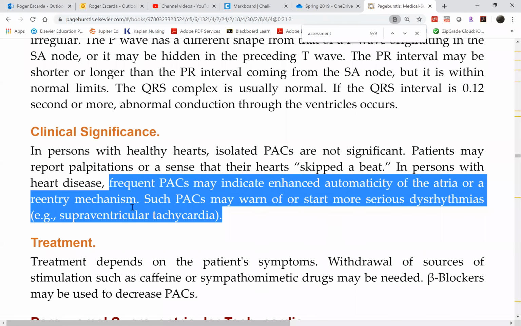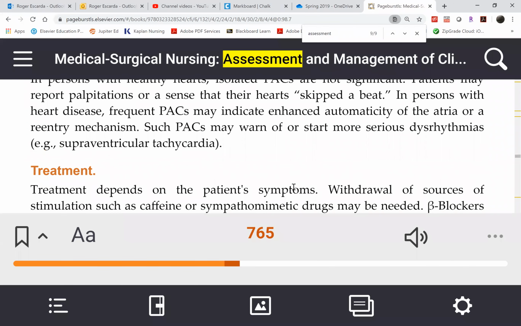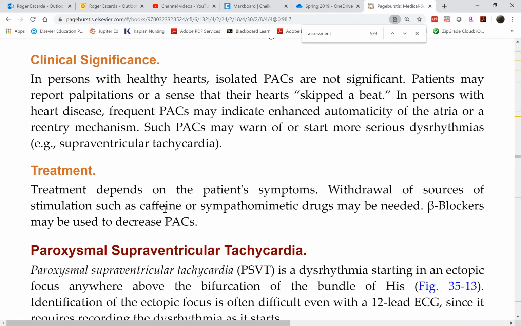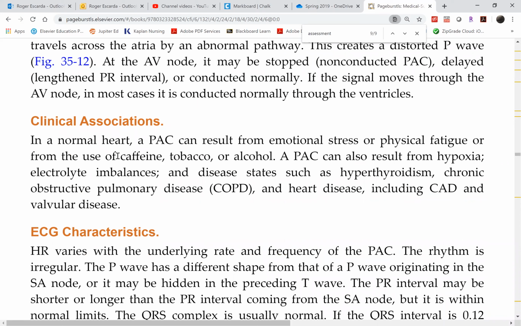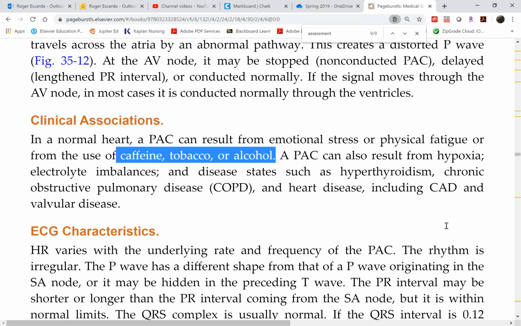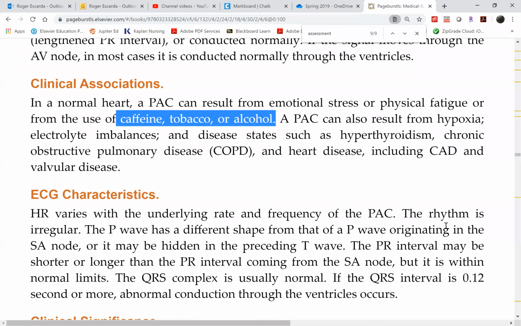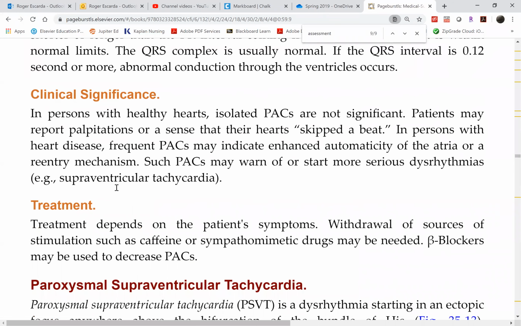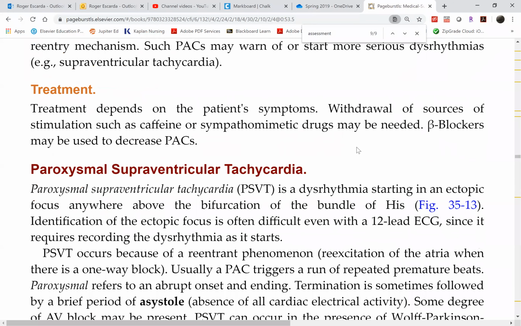And treatment of PAC, again, depends on your symptoms. So if the patient has symptoms, then you treat. If not, just eliminate the cause. So causes here identified are electrolyte imbalances, hypoxia, or even coffee, smoking, or alcohol. So if you identify that, then you eliminate that, and that may be all you need to do for a PAC. But treatment-wise, beta blockers, if the PACs don't go away. And then you do this. Yes, go ahead.